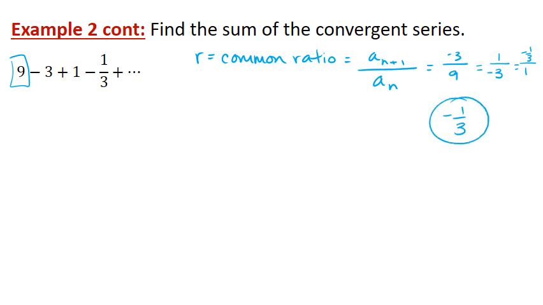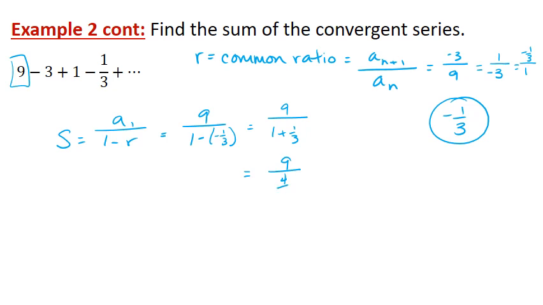Okay? So if I want to find the sum of this, I'm going to take the first term. Let me write the formula down: a sub 1 over 1 minus r once again. So the first term over 1 minus r, which is -1/3. So this is 9 over 1 plus 1/3, 9 over 4/3. So this is 9 times 3/4, giving me 27/4. So the sum of this convergent series is 27/4.